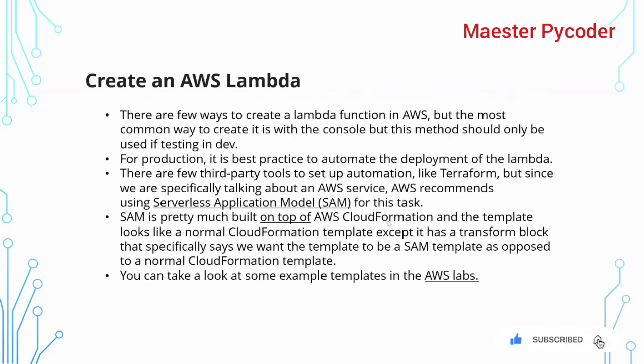Create an AWS Lambda. There are a few ways to create a Lambda function in AWS, but the most common way to create it is with a console, but this method should only be used if testing in dev. For production, it is best practice to automate the deployment of the Lambda. There are a few third-party tools to set up automation, like Terraform, but since we are specifically talking about an AWS service, AWS recommends using Serverless Application Model, SAM, for this task.